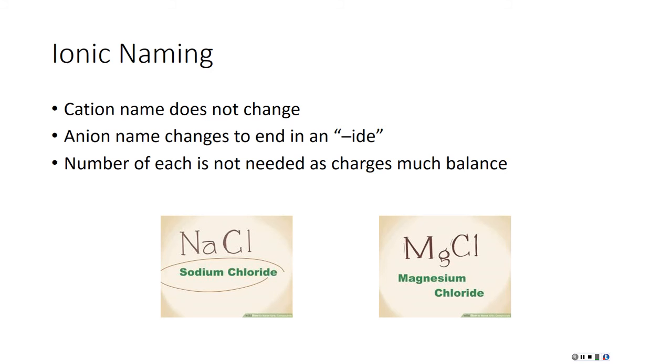SnO2 is going to become tin, and oxygen is going to lose the ending and add an IDE and become oxide. So tin oxide. And over here again, we got chlorine, so it's going to become chloride. So aluminum chloride, tin oxide, lead chloride. First element's name stays the same. Second element's ending gets changed to an IDE. And that's really the extent of it.